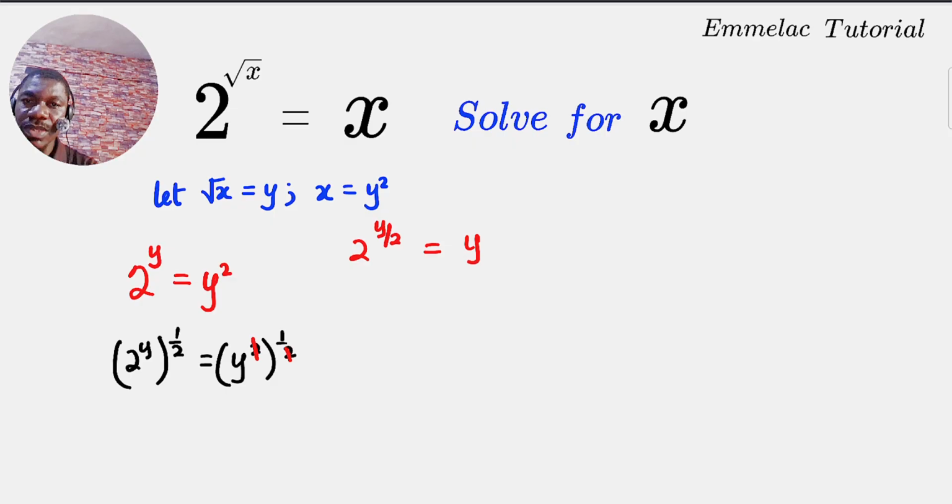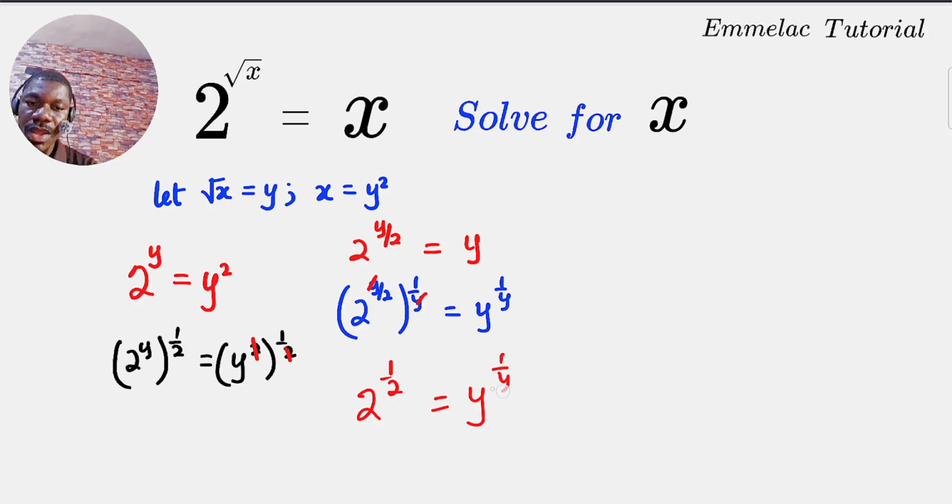equals y. So the next thing we just need to do here is to raise both sides again by the reciprocal of y, so that we'll be able to move this y over to y here. So here we then have 2 raised to y over 2, all raised to 1 over y, then equals y raised to 1 over y. So at this point, this y clears off this y, so we are left with 2 raised to 1 over 2, then equals y raised to 1 over y.